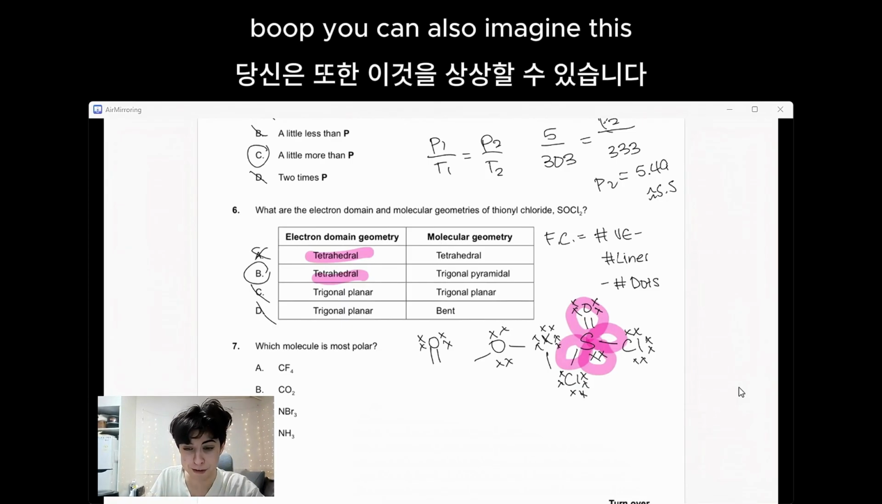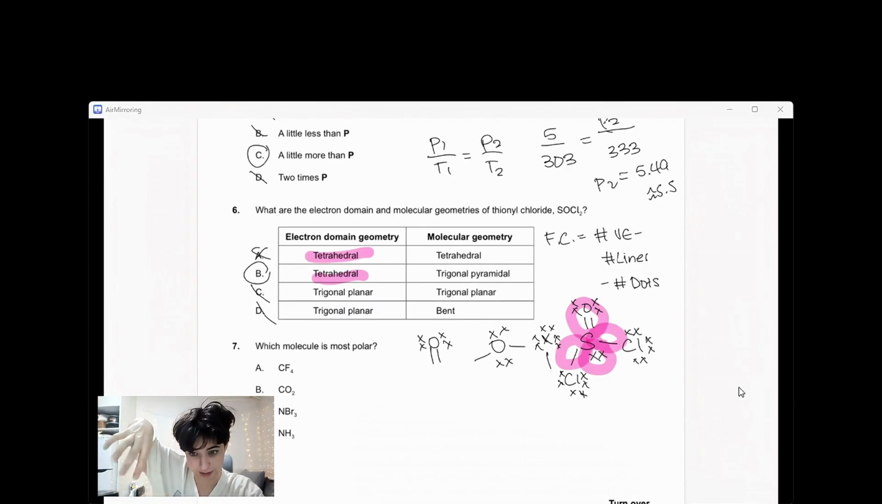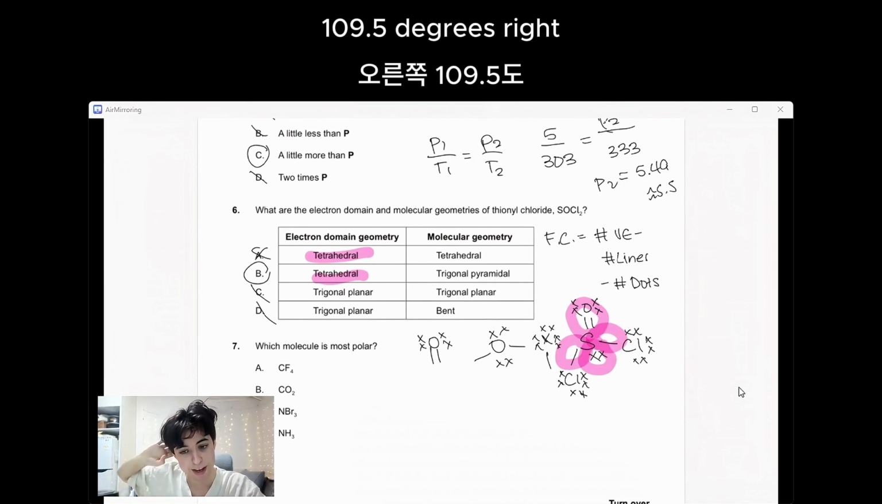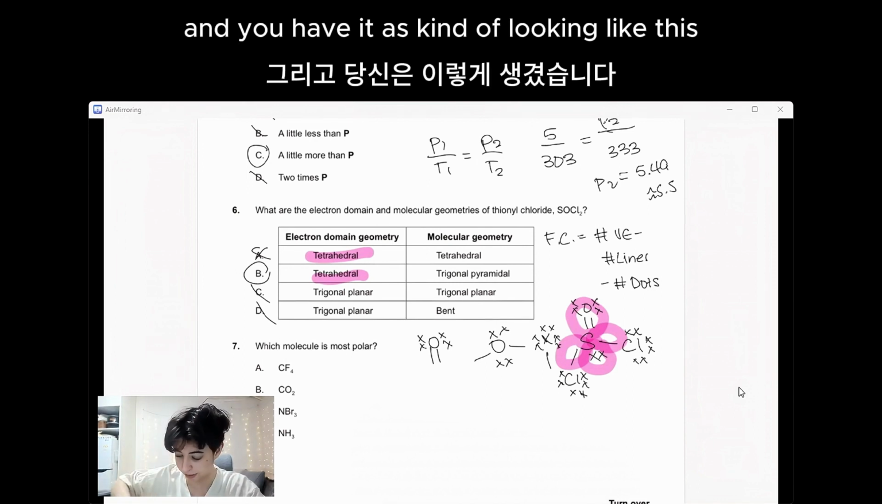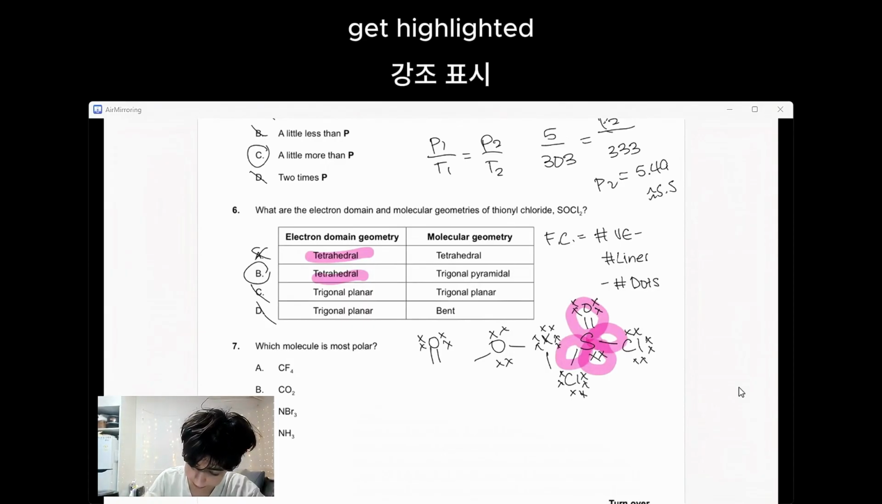But you can also imagine this because you essentially have it as tetrahedral. This is hard to show. 109.5 degrees, right? And you have it as kind of looking like this. However, this, what's it called?